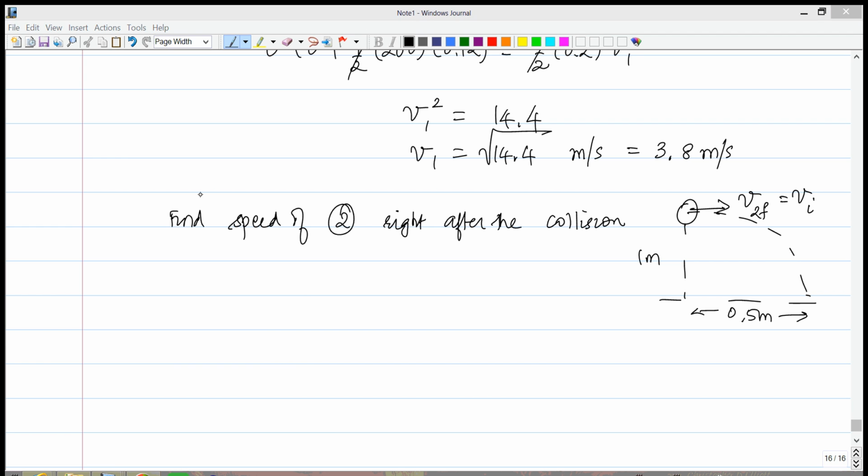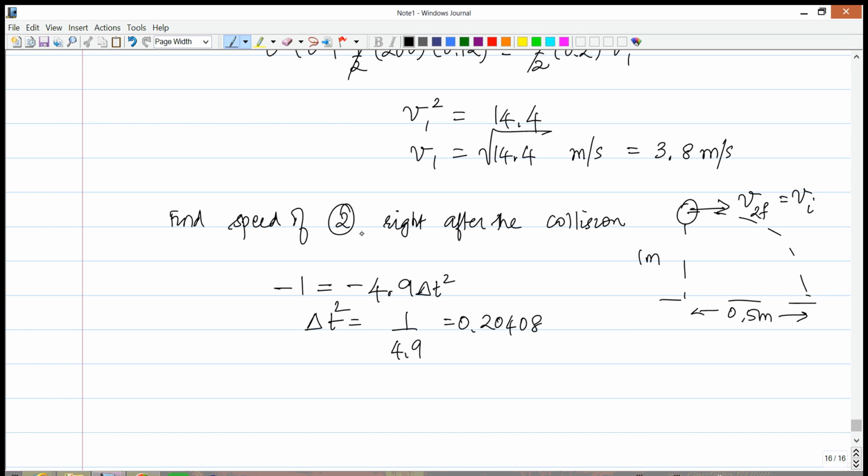First, we'll have to find the time, and the time can be found by using this: -1 equals -4.9 delta t squared. I hope that you guys know where this equation comes from, and that gives me delta t squared equals 1 divided by 4.9, which is equal to 0.20408163265, and so on and so forth. So that gives us delta t, which is equal to the square root of this beautiful number, and we end up getting a value of 0.45 seconds.